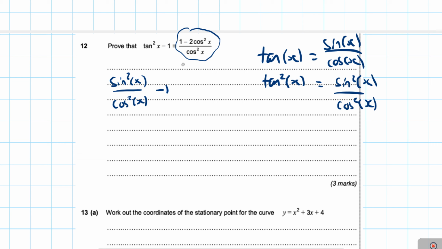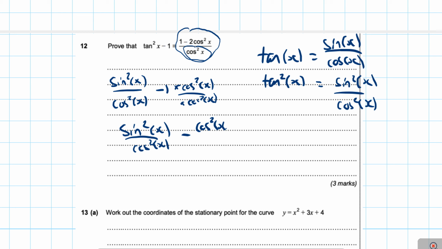So here, notice that the denominator is cos squared x. So if we multiply the minus 1, top and bottom, by cos squared x, we're going to get a left hand side with a denominator of cos squared x. So this becomes sine squared x over cos squared x minus cos squared x over cos squared x, which we can put together as sine squared x minus cos squared x divided by cos squared x.